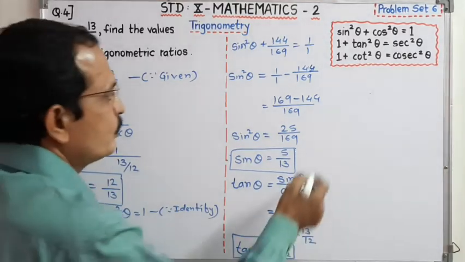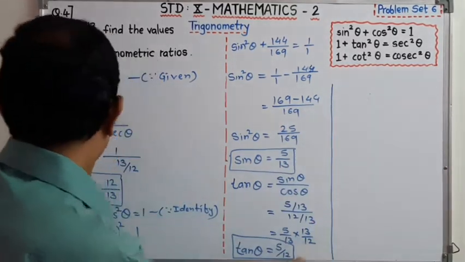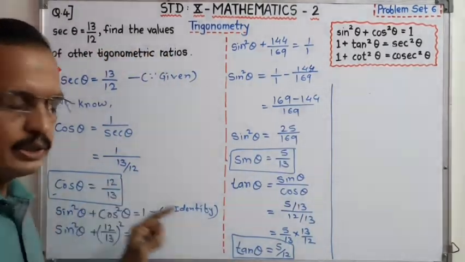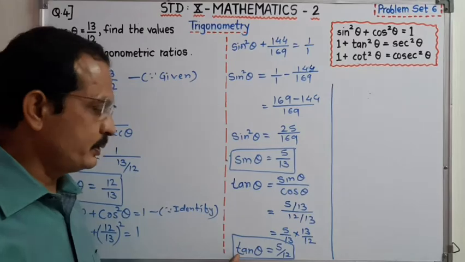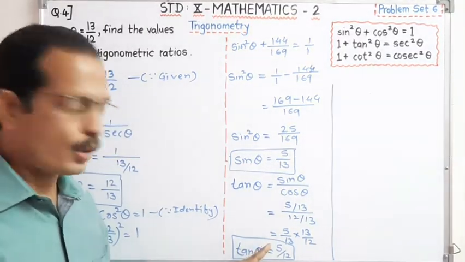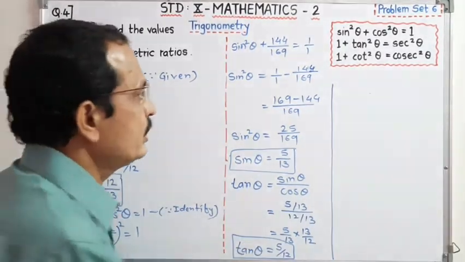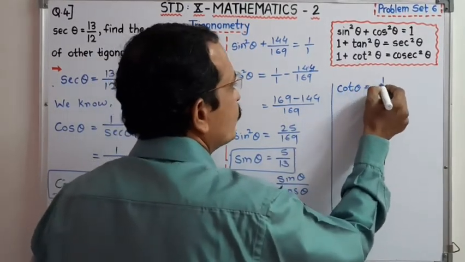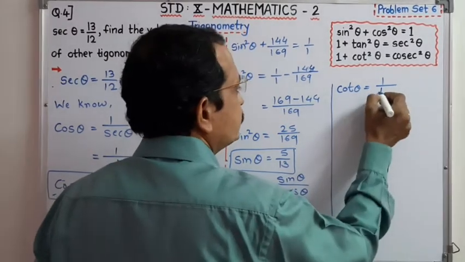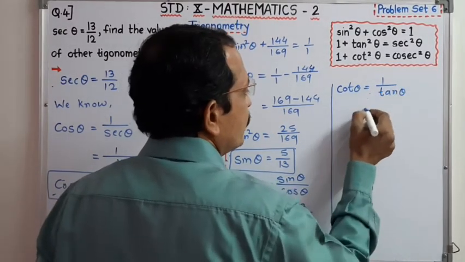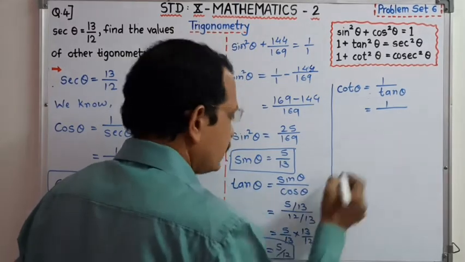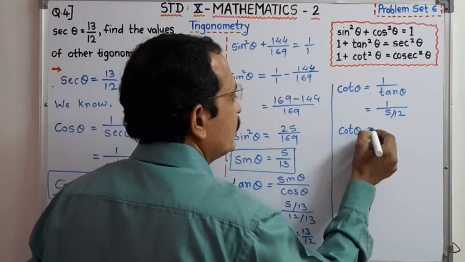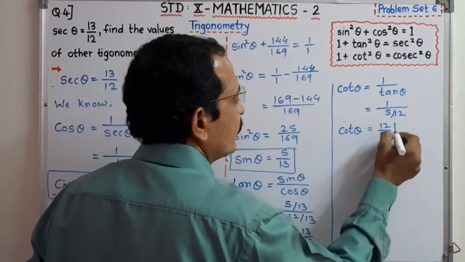Now dear student, we have to find out cot theta and cosec theta. Now see, this tan theta is given. We can find out cot theta. Cot theta is equal to, see dear student, cot theta is equal to 1 upon tan theta. Therefore 1 upon, what is tan theta? It is 5 upon 12. Therefore we got here cot theta is equal to 12 upon 5.